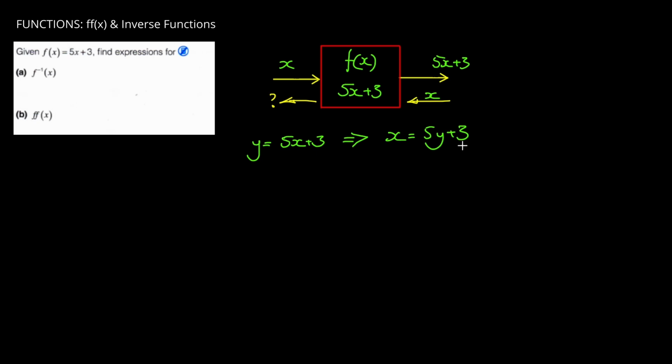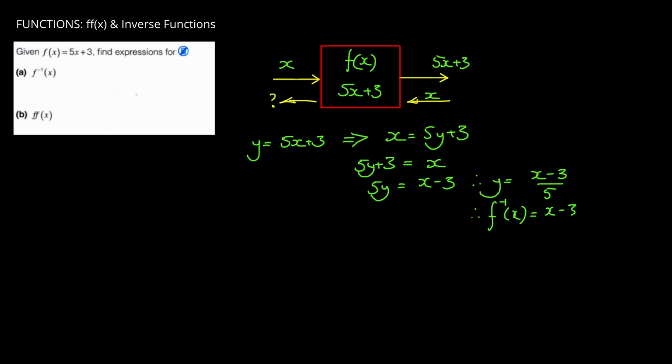Okay, so we need to rearrange this expression. Let me write it the other way around first, and we get 5y + 3 = x. Take away 3 from both sides, it turns up on this side being negative, so we get 5y = x - 3. Now we divide through by 5 and get y = (x - 3)/5. So we can say f^-1(x) = (x - 3)/5. And that is the answer to the first part of the question.